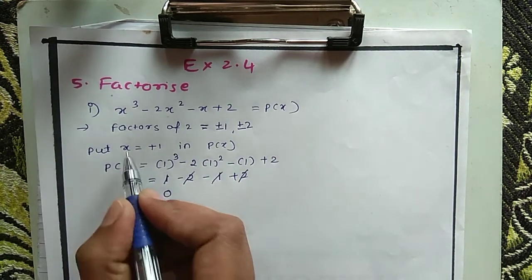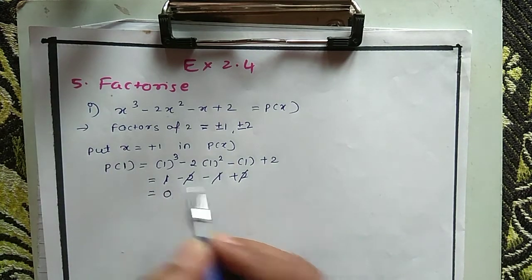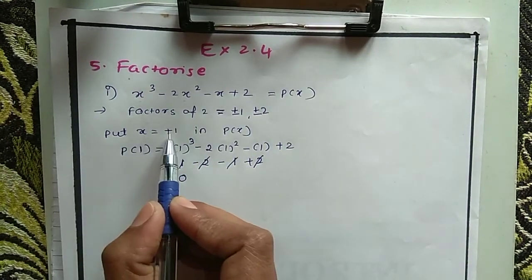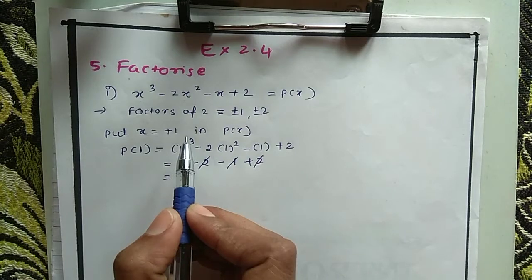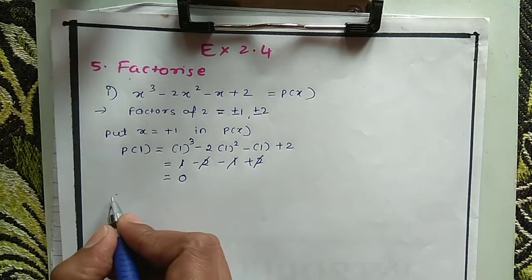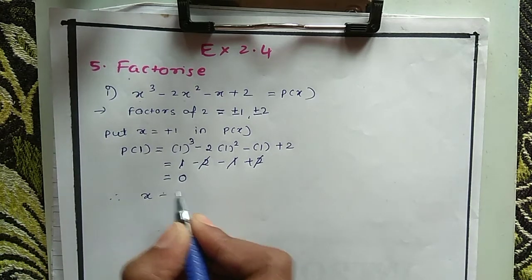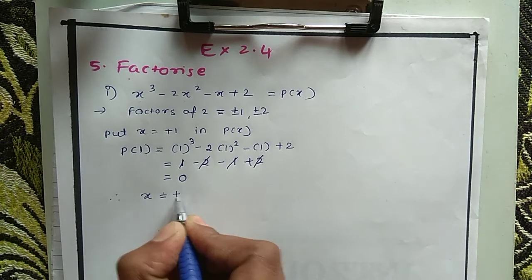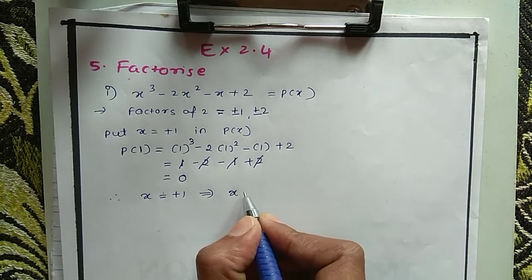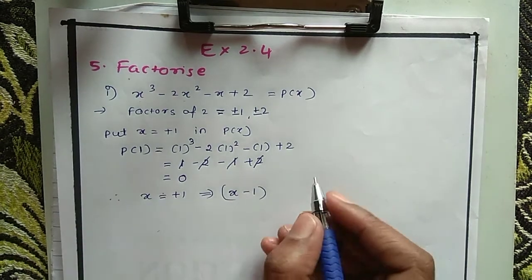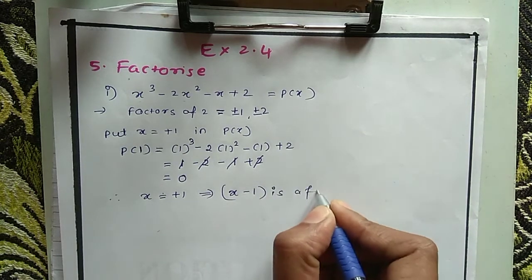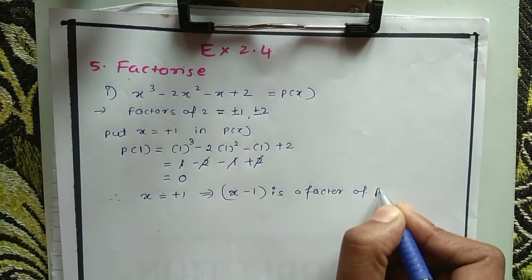So at the very first value of x we got the polynomial equal to 0. From this we can get one of the factors of the given polynomial. So x equals plus 1 is a zero of the polynomial, because at this value of x the polynomial has become 0. Therefore x equals plus 1 is 0. Bringing the 1 to this side, x minus 1 will give one of the factors of the given polynomial. Therefore x minus 1 is a factor of p of x.